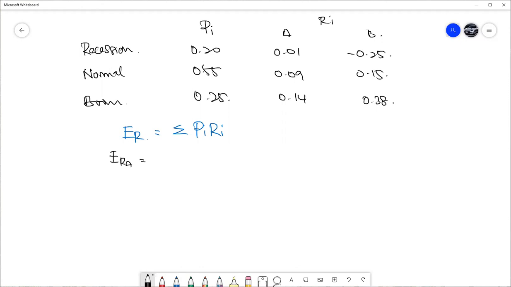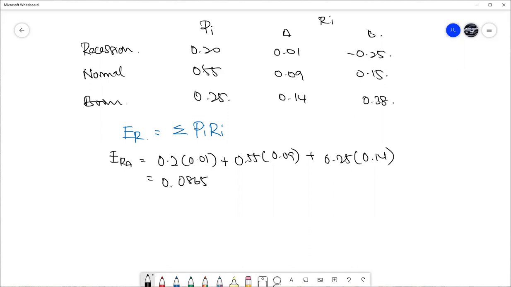There are 3 different scenarios here. 0.2 multiplied by the return of 0.01, plus 0.55 multiplied by 0.09, plus 0.25 multiplied by 0.14. This will give you 0.0865 or 8.65%. This is the expected return of A.